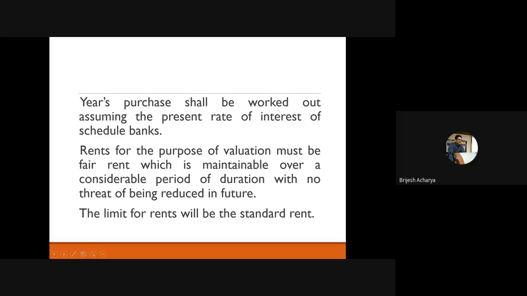Rents for the purpose of valuation must be fair rent. Whenever there is the word fair rent, again I repeat, fair rent means the rent which is actually received from the market. In the beginning, we have seen the various purposes of valuation. For example, one of the purposes of valuation was taxation, meaning you wanted to pay tax on your property. So what will be the attitude of the landlord or owner of the property? He will try to show the value of his property less so that he can pay less tax, and therefore in that case he may like to show the fair rent less than the actual rent, right?